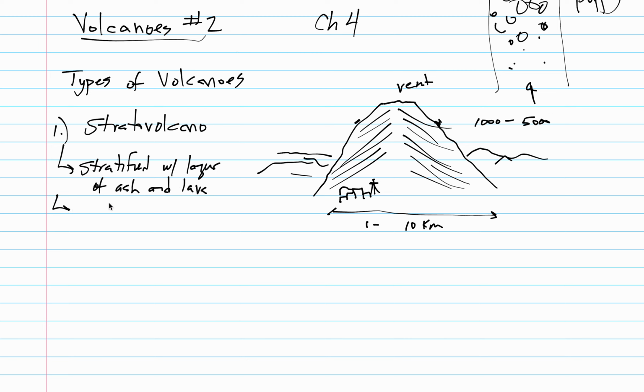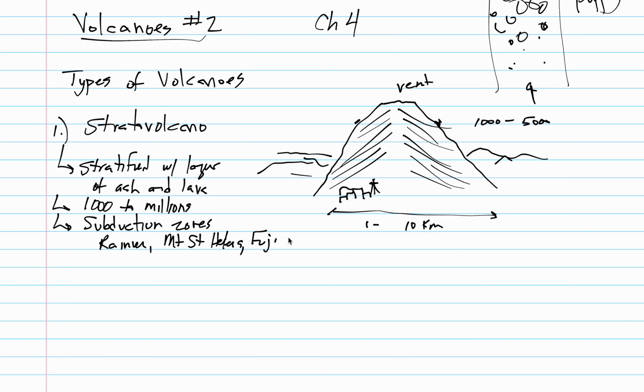How long is their lifetime? Let's say thousands to a million years in order to build these things up. They are associated with subduction zones and the Ring of Fire. Famous examples of subduction zone, Ring of Fire volcanoes: Rainier, which I've drawn, in the US; in 1980, Mount St. Helens erupted. We could put that down. Other countries have them too. Mount Fuji is probably the most famous, and then Popocatépetl in Mexico is another great example. But that list could go on and on and on.